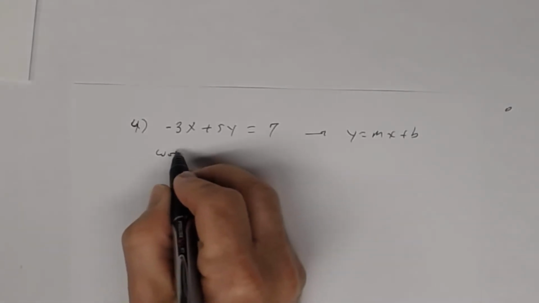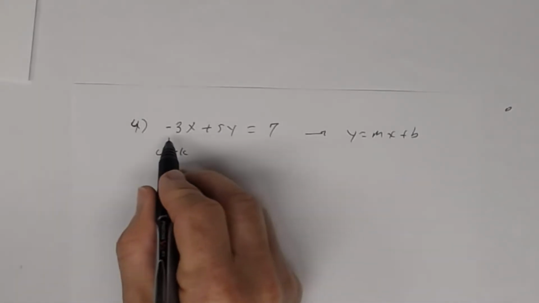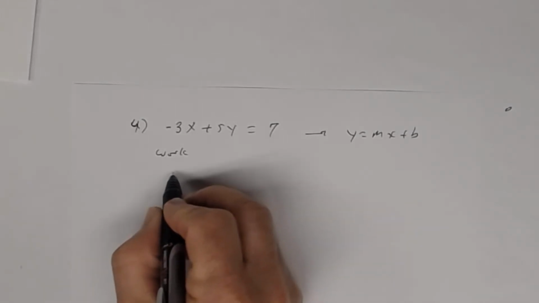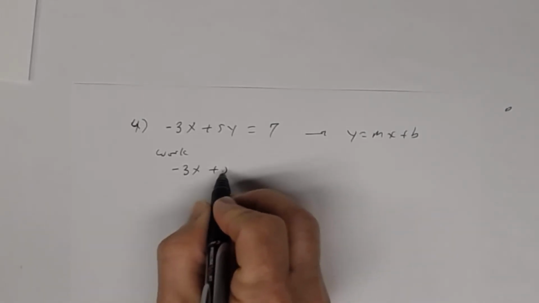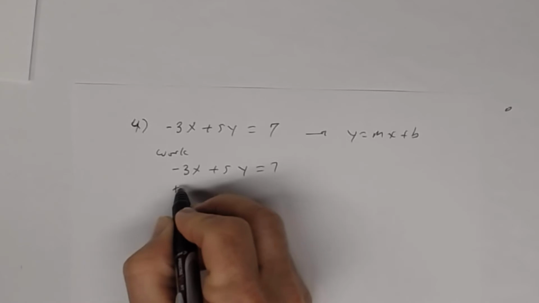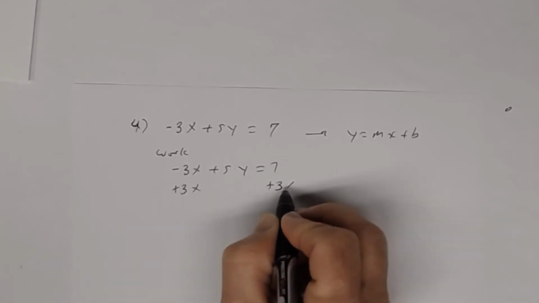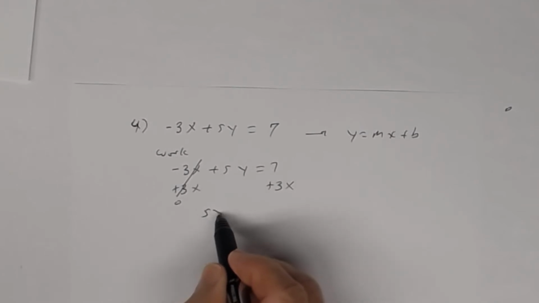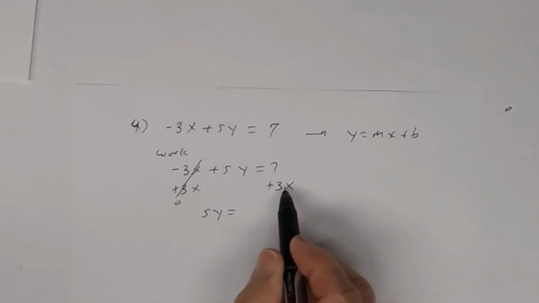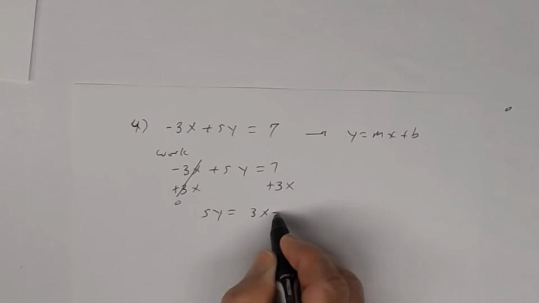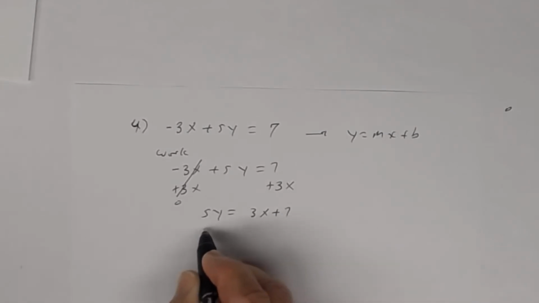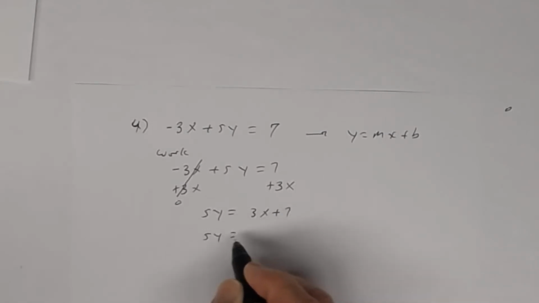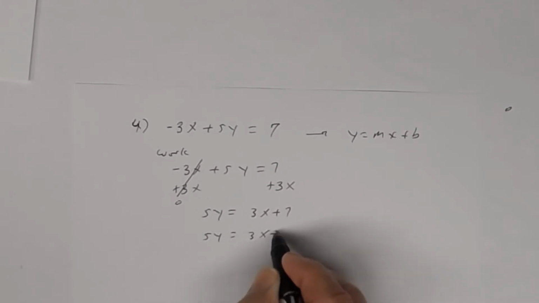So here's your work. I know I'm going to add 3x to both sides because it's a negative 3x, right? Let me go ahead and write it over. You add 3x to both sides, just like this. And when you combine like terms, this is 0. So you get 5y equals, and let's put the variable term first, 3x plus 7. And then you're going to get y by itself.